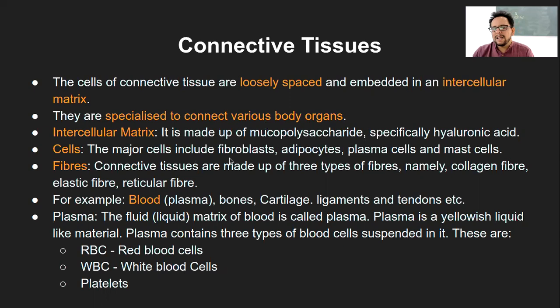Fibroblasts are fiber-like, little elongated cells. Adipocytes are fat storing cells. Adipose tissue or adipocytes, that's what it refers to. So they are fat storing cells. Plasma cells are your blood cells. Then collagen fiber is related to your bones, where the collagen fibers are attached.